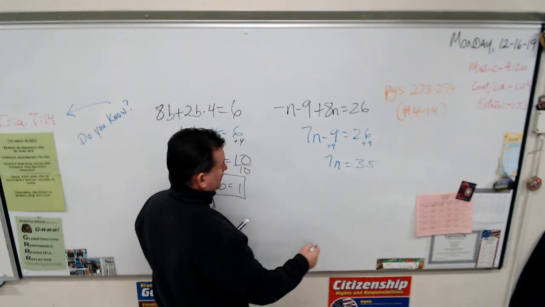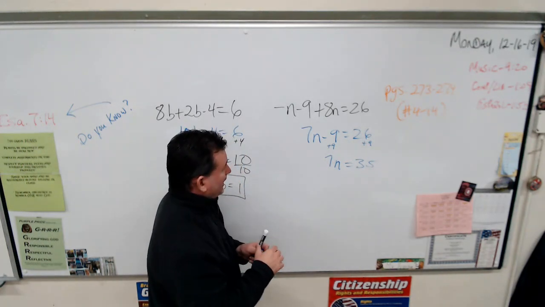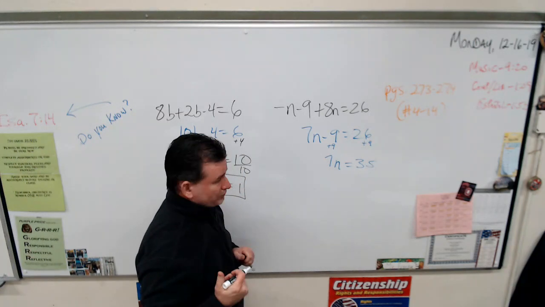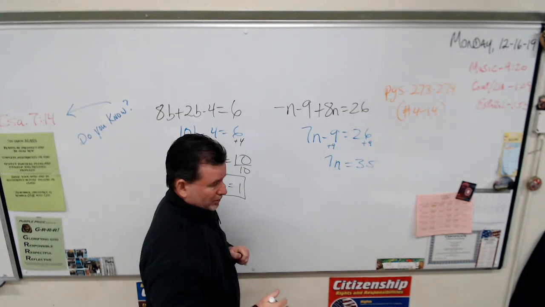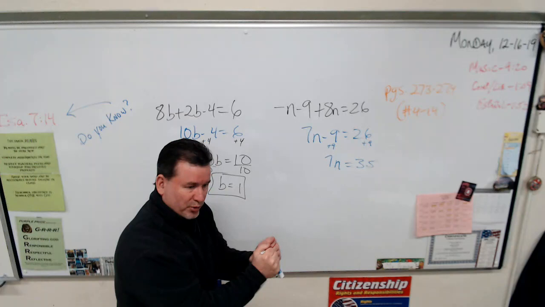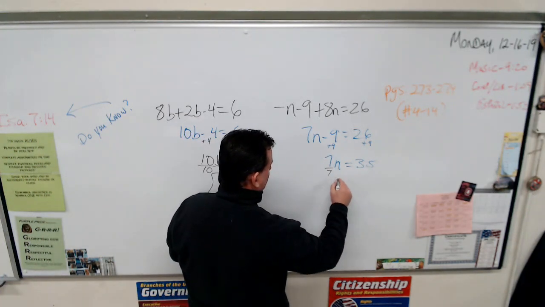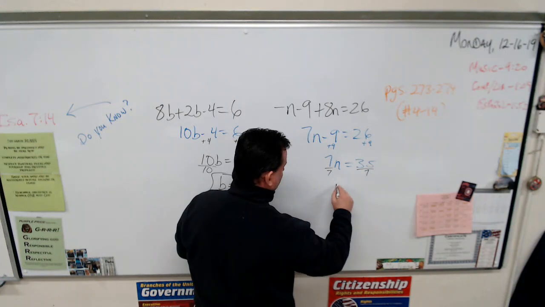I see what you did there. So you have 7n equals 35. So then are you dividing by 5? What's it mean when they're written right next to each other? Multiplication. So what's the opposite? Division. Boom. Are you dividing by 7? Both sides by 7.